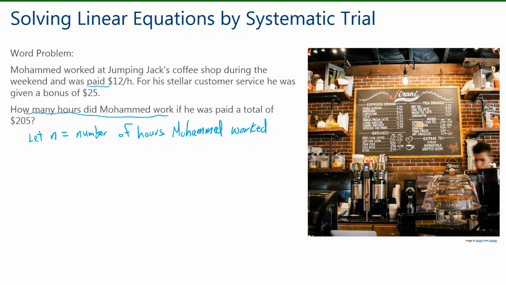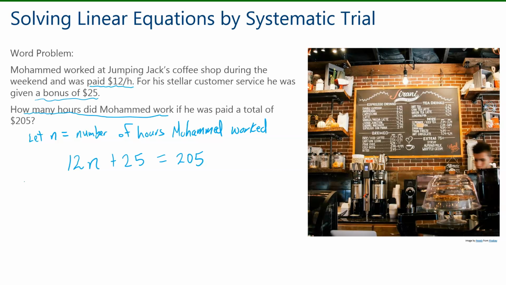He was paid $12 an hour. So if I take 12 and multiply by the number of hours that he worked, 12n, that will certainly give me a portion of his paycheck. But remember, he also was given a bonus of $25. So I need to add that on. Good for him for giving good customer service. We know that the total that he received is $205. So there's our equation: 12n, or 12 times the number of hours worked, plus his bonus, $25, will give a total of $205. Solve using systematic trial.